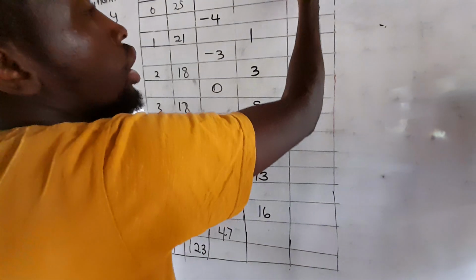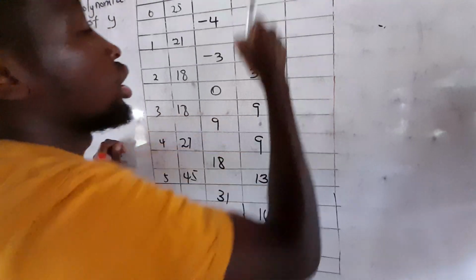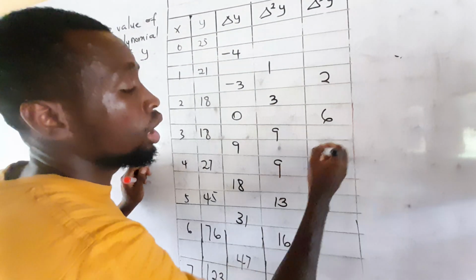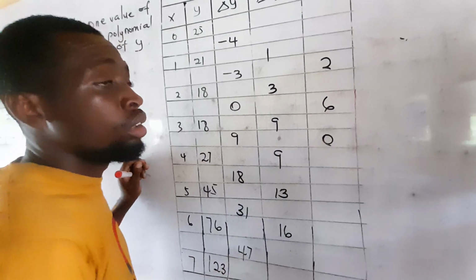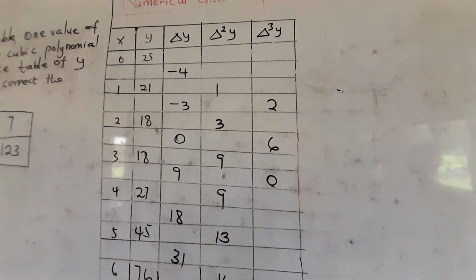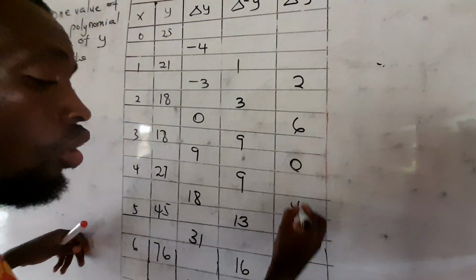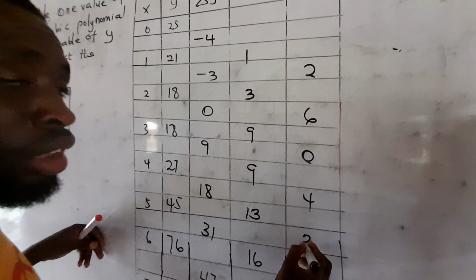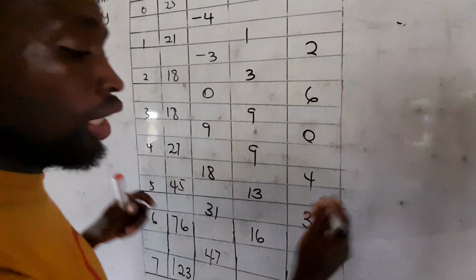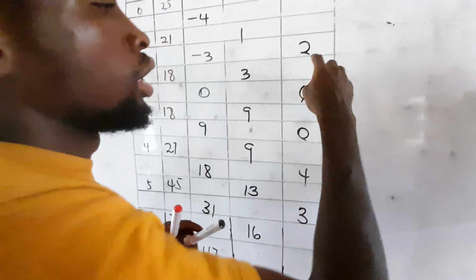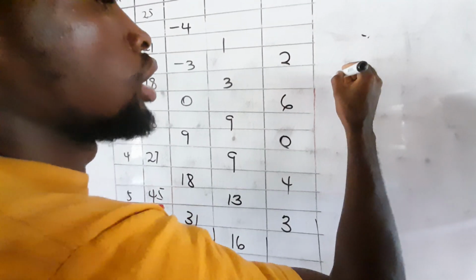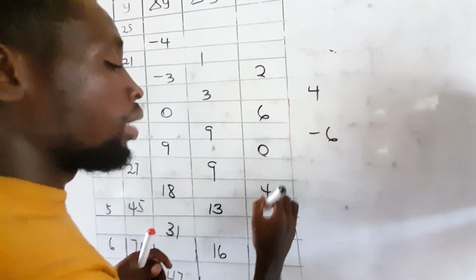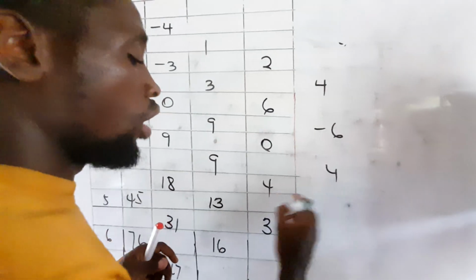Then we'll find the third difference. Del cube y. 3 minus 1 is 2. 9 minus 3 is 6. 9 minus 9 is 0. 13 minus 9 is 4. Then 16 minus 13, that will give us 3. Now let's find the fourth difference and see if we get any of them to be 0. See, 6 minus 2, that's 4. 0 minus 6 is negative 6. 4 minus 0, that will be 4. And 4 minus 3 is 1.